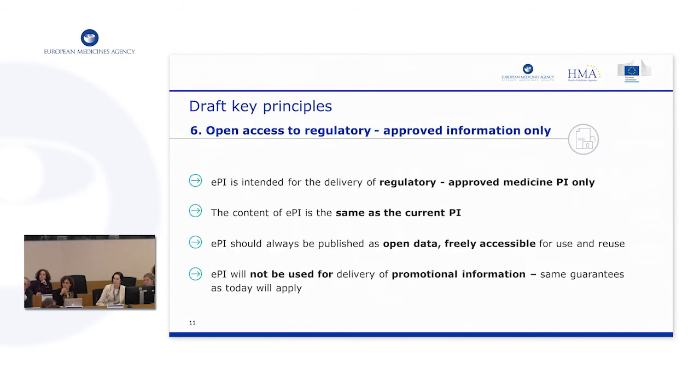So we go to the next one, and again, we have discussed that. The idea is that we will give open access to regulatory approved information only. And again, the definition is clearly, we are only talking about delivery of regulatory approved medicines. So the content is exactly the same as the current product information. EPI should always be published as open data, and it will be freely accessible for use and reuse.